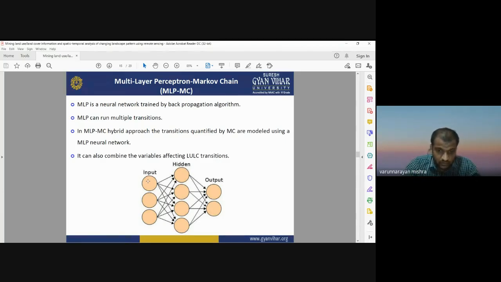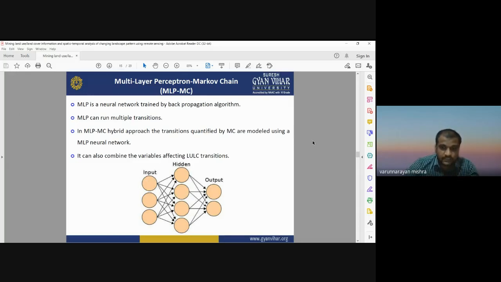Variables may be socioeconomic, or any biophysical variable. Depending on the availability of the LULC classes, and depending on the different variables affecting the LULC transitions, we can use this kind of multi-layer perceptron Markov chain model. So these are 3 basic models: Markov chain, then cellular automata, and multi-layer perceptron neural network. These 3 models are very important and very useful land change models or urban growth models. By applying these 3 models, you can easily go for urban growth modeling.